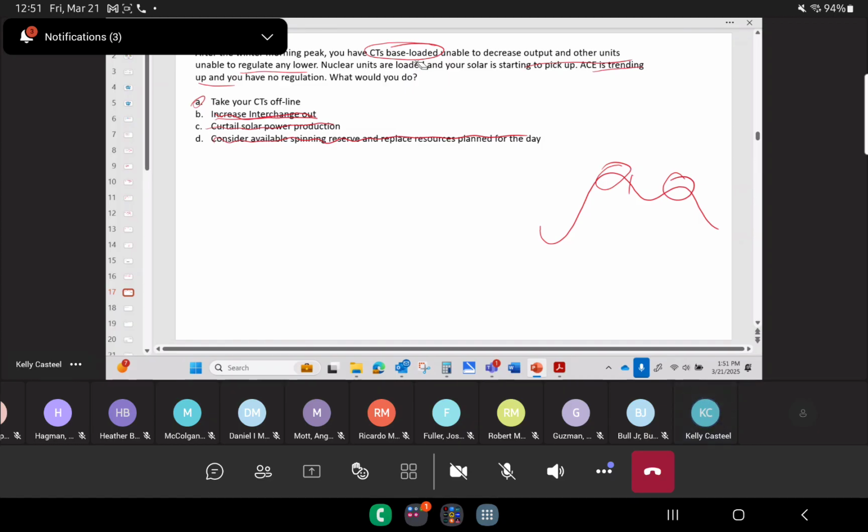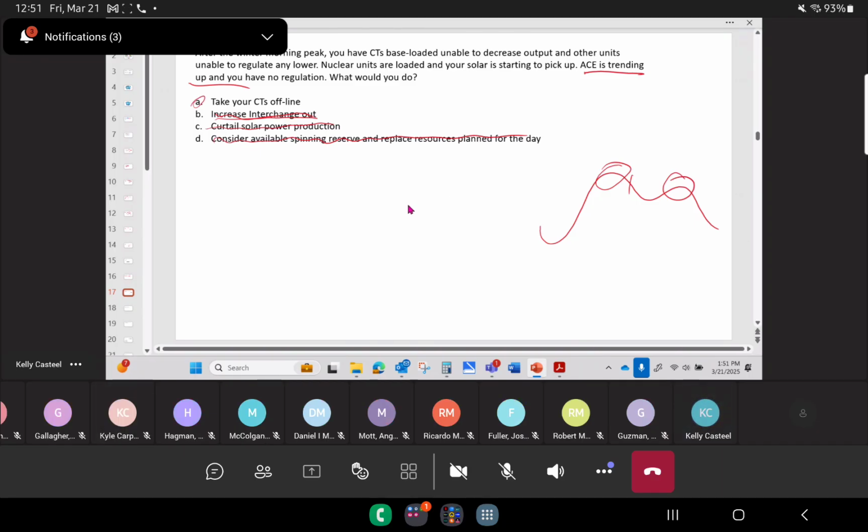We've got more than enough generation to supply our load because ACE is trending up. So that tells us we've got enough generation. Actually, we've got more generation than we need to supply the load. We've just got to get rid of some generation somewhere. And CTs are very flexible in that respect, as far as being able to take them offline and then bring them back on a little bit later.